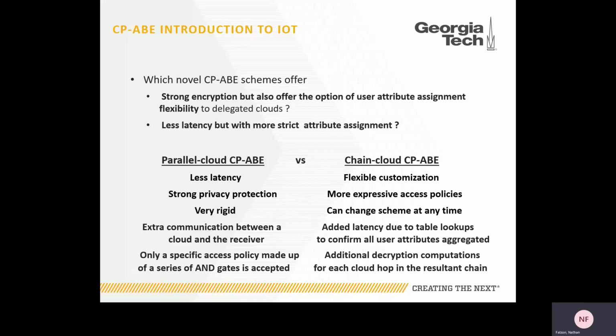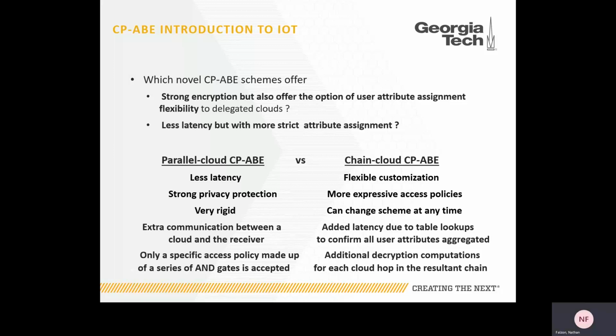The CP-ABE schemes considered in this paper are Parallel Cloud Scheme and Chain Cloud Scheme. These two schemes, as we will see later in this presentation from the experimental results, offer a trade-off between latency and attribute assignment flexibility. Parallel Cloud Scheme is considered to have a rigid attribute assignment, but includes strong privacy encryption and less latency. Chain Cloud Scheme offers flexible customization and more expressive access policies, but adds latency due to Bloom filter table lookups, which we will see later in this presentation.